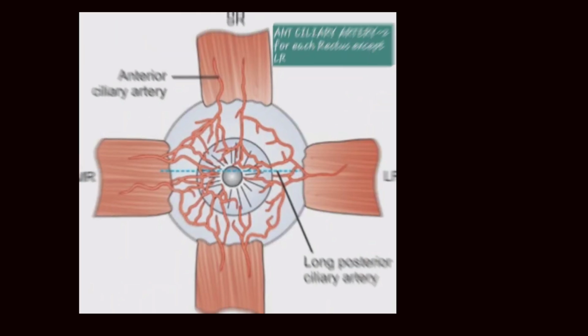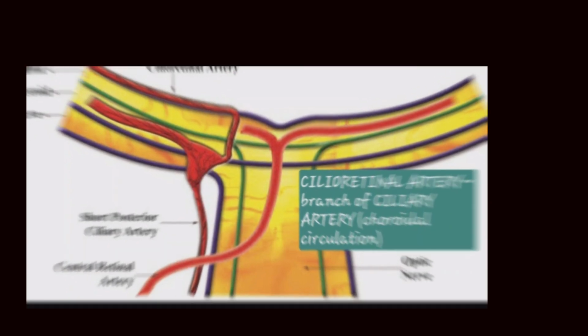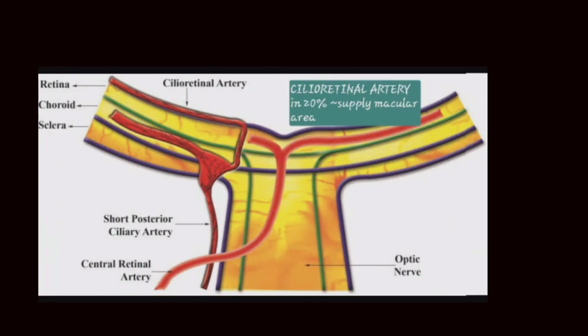In some individuals, a cilio-retinal artery is present. This artery does not originate from the central retinal artery but from the ciliary circulation, usually a branch of a short posterior ciliary artery. It supplies a part of the macula and may preserve central vision in cases of central retinal artery occlusion. The iris has 2 arterial rings.